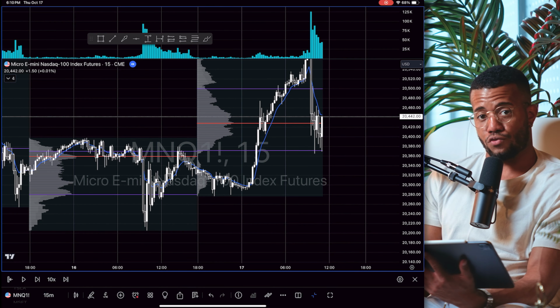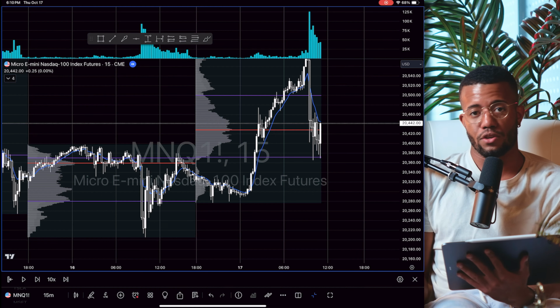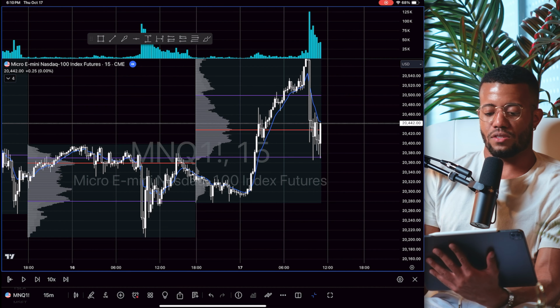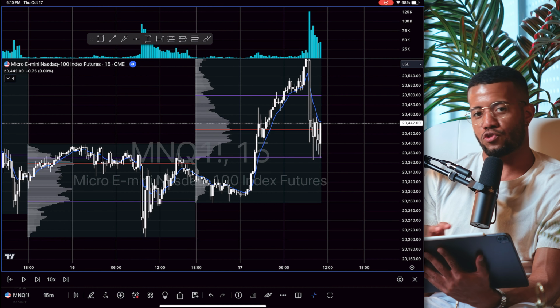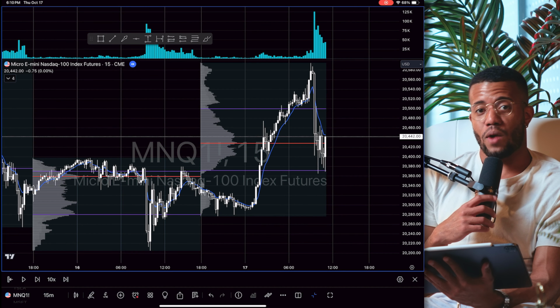Points of control are these red lines. The point of control, quick little refresher for anybody who's not familiar. If you're new to this, the point of control is the place or the price where the most transactions have taken place within the volume profile. Why does that matter? Why is it so important?